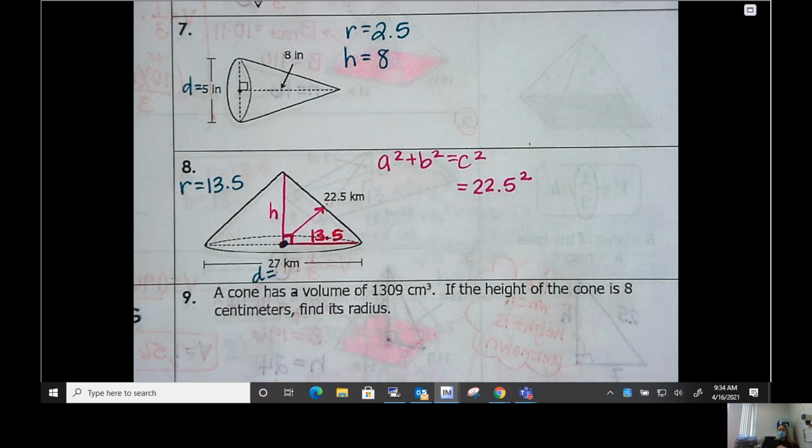All right, so I squared both of the numbers. Now what? Now, subtract what? 182.25 from both sides. Good. And I'm running out of space. Okay. H squared equals 324. And now what do I do to get the h by itself? Now you square root it.